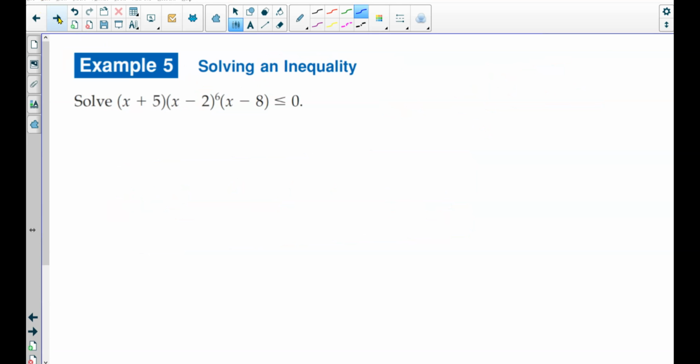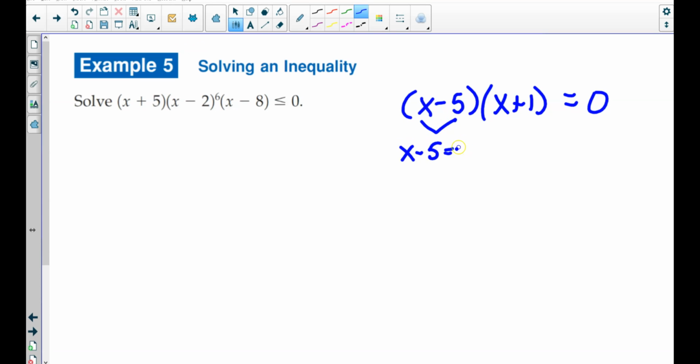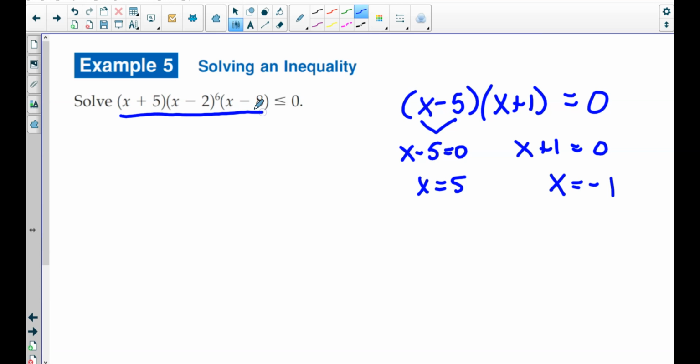Alright, let's look at one last example. And this one is almost done for you. Now remember, when you're solving an equation, if it's factored out for you like this, just a made-up example, then you know the solutions would be what it would be if x minus 5 equals 0, and what it would be if x plus 1 equals 0. That would give you x equals 5 and x equals negative 1. Same is true with this inequality. It's almost already done for you.